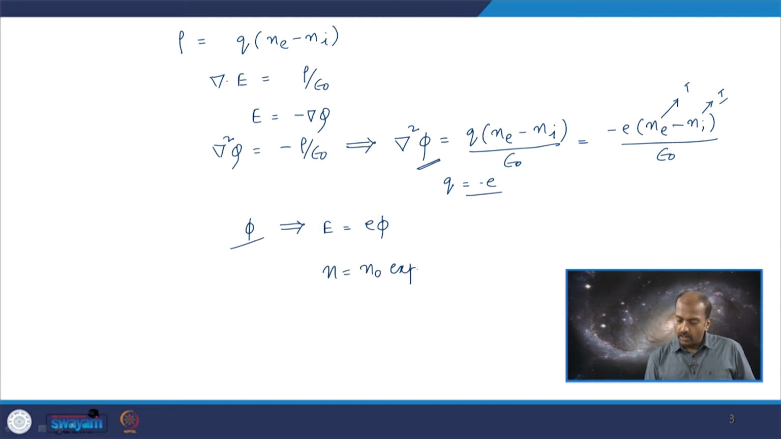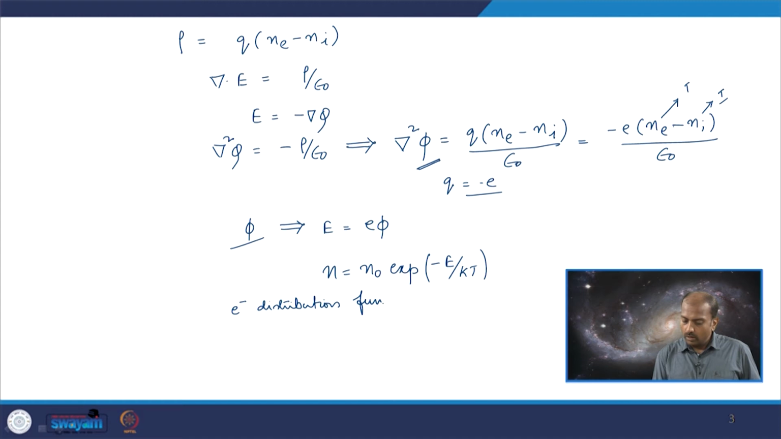According to the Boltzmann's law, we write N is equal to exponential minus E by kT. That means at larger energies, lesser number of particles are present, and at smaller energies, more number of particles are present. Okay. So, the electron distribution function can be written as, let us say that this is the distribution function.